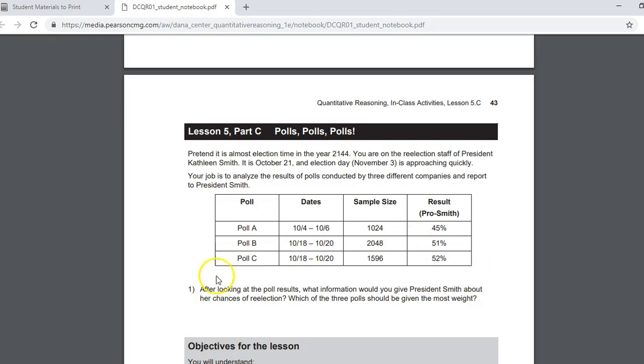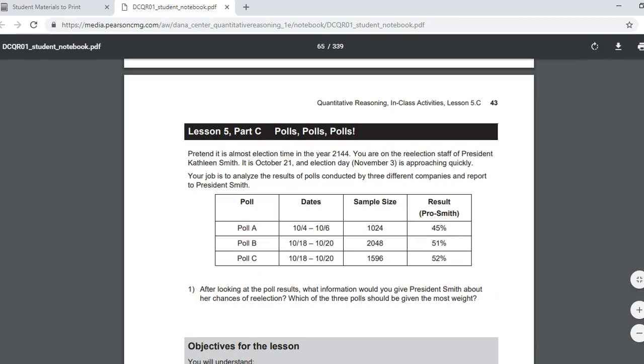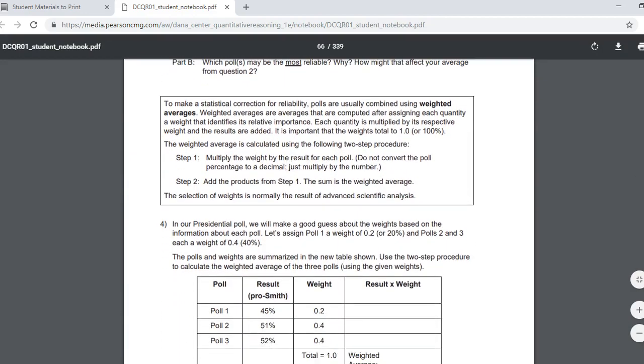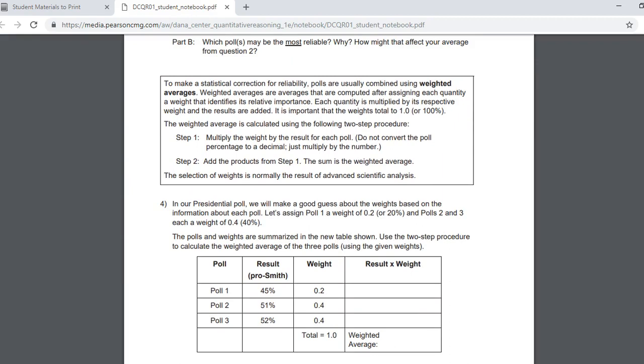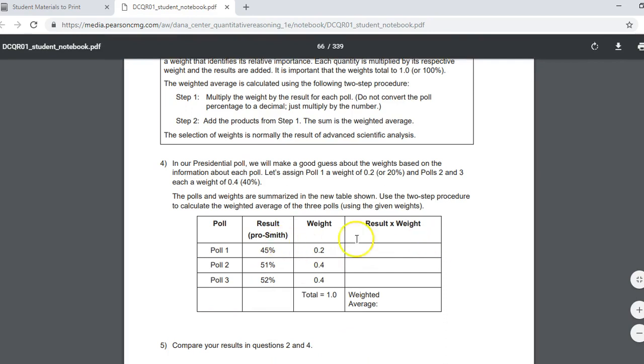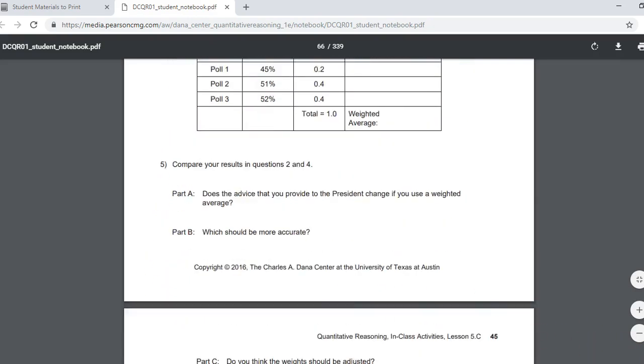Looking at 5C, whenever we had the weighted averages, at first we just did a simple average of these polls. But then as we got on through the lesson and we talked about weighted averages, there will be a weighted average on the test where you have to remember that we went over it meticulously: step one, you multiply, and then step two, you add, and then the sum is the weighted average. That would be something like this chart on question 4 that I could definitely put on the test.